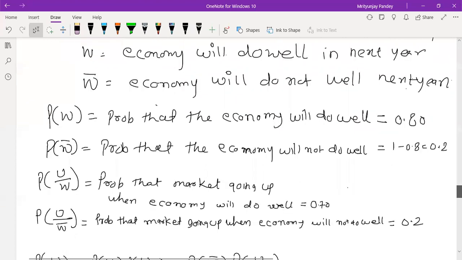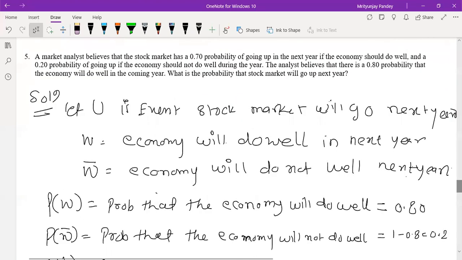First of all, we will define the events. U is the event that the stock market will go up next year, and W is the event that the economy will do well next year. W bar is the economy will not do well next year. P of W, the probability that the economy will do well, is 0.80. That is directly given in the question. And by using common sense, P of W bar, the probability that the economy will not do well, is 1 minus 0.8, that is 0.2. This is not given in the question. हमने common sense से calculate किया है.